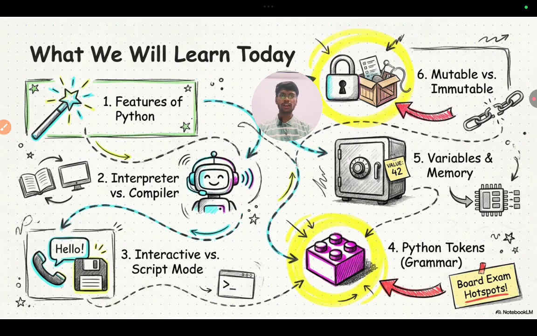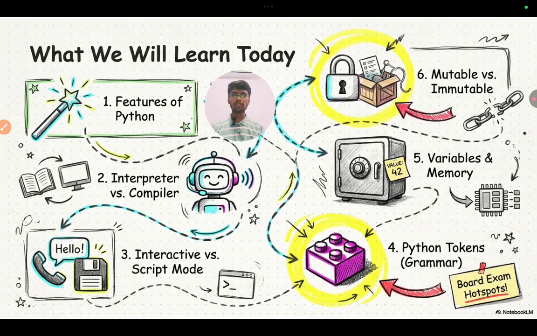Today in this chapter we're learning... this is an intro video, the detailed videos will be coming later. So this is just an overview of the chapter: the features of Python, interpreter versus compiler, which we already know, interactive versus script mode, Python tokens or the grammar, variables and memory, and mutable and immutable data types.